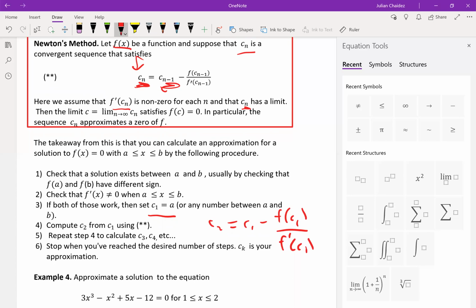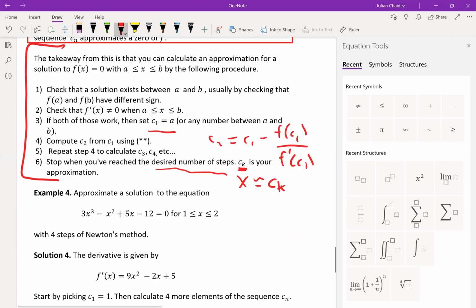And then eventually, when I've reached the desired number of steps, basically I can do as many steps as I want. Usually in a problem, you'd be told to do 5 steps or 6 steps. When I reach the desired number of steps, the resulting Ck that I get is the approximation I'm looking for. So Ck is the approximate x. I can take x equal to Ck, and that will be an approximate 0. So that's the procedure, this is actually the method itself. The red box above it is more of a theorem that tells you that the method works.